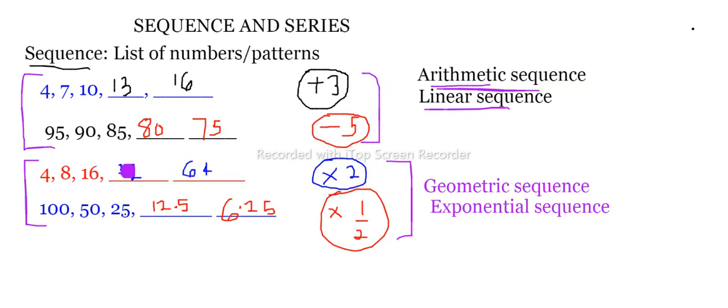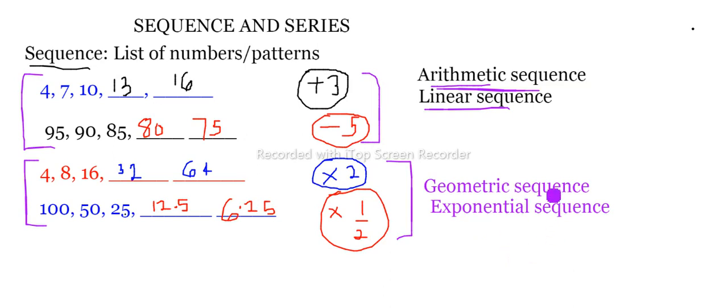So the third example now, I keep multiplying by 2. Then the last example, I keep multiplying by half. So that is a geometric sequence or an exponential sequence. So we will be discussing two types of sequences here: arithmetic sequence or linear sequence, and geometric sequence or exponential sequence. So don't forget, in arithmetic sequence, we keep adding a number. It could be a positive number or a negative number. But in a geometric sequence, we keep multiplying by a number.